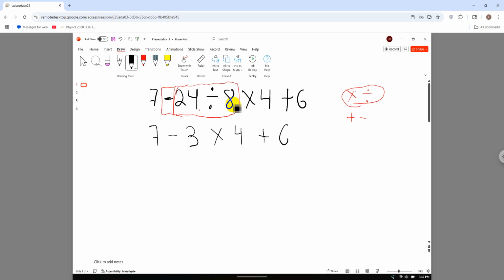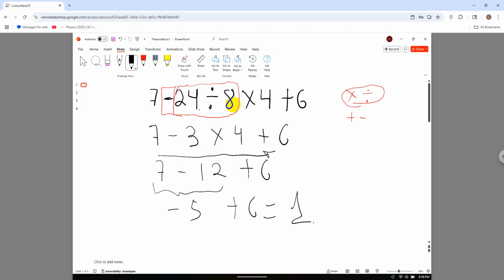Now 3 times 4 is 12. That will be the next one, because after that division, what is to the right is the multiplication. 3 times 4 is 12. So this will be 7 minus 12 plus 6. Now that we have only addition and subtraction, we can perform all of these guys from left to right. 7 minus 12 will be negative 5 plus 6. The answer would be 1. Okay?